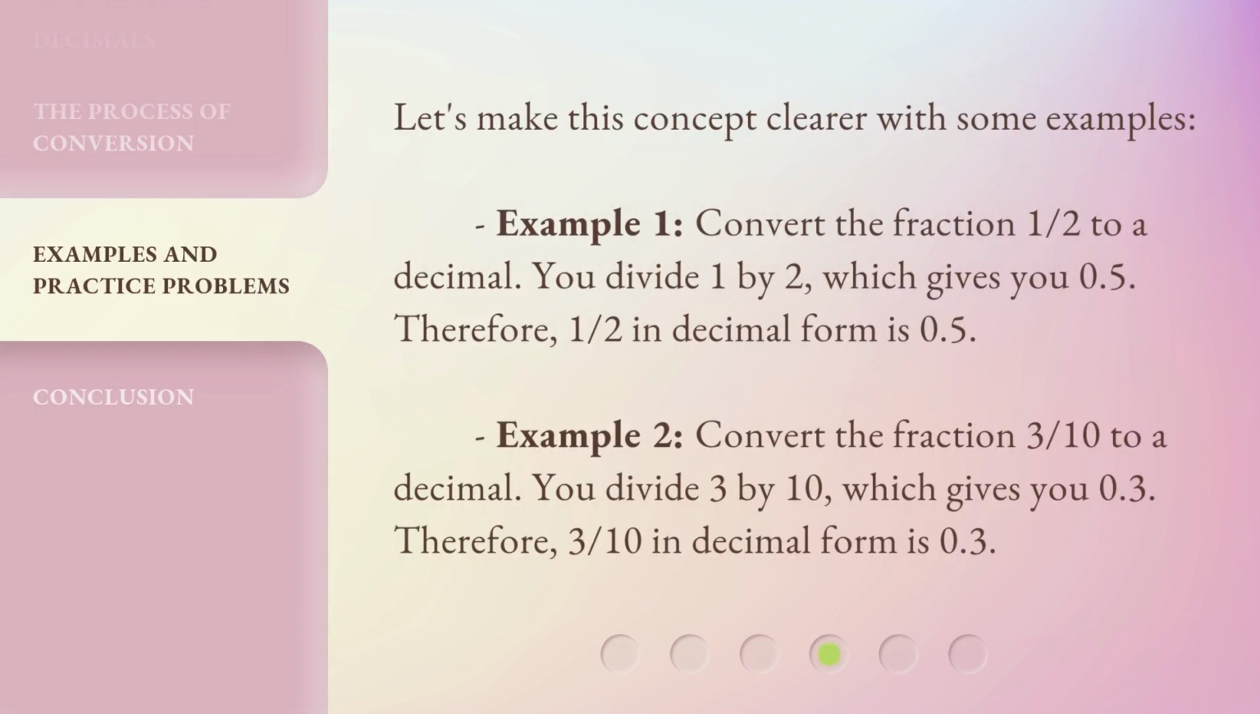Let's make this concept clearer with some examples. Example 1. Convert the fraction 1/2 to a decimal. You divide 1 by 2, which gives you 0.5. Therefore, 1/2 in decimal form is 0.5. Example 2. Convert the fraction 3/10 to a decimal. You divide 3 by 10, which gives you 0.3. Therefore, 3/10 in decimal form is 0.3.